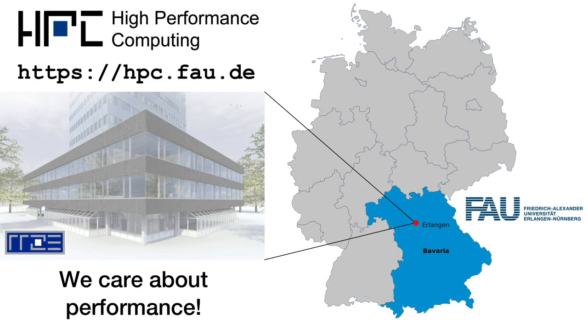LIKWID is developed and maintained by the High Performance Computing Group at the Friedrich Alexander University Erlangen-Nürnberg. Our group's main area of interest is performance engineering at the node level. In this area, we do research on performance optimization, performance modeling, and the analysis of processor architectures. Last but not least, we develop various tools for performance-oriented software developers.